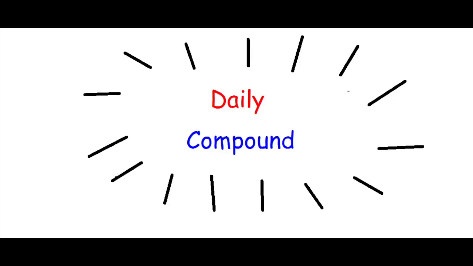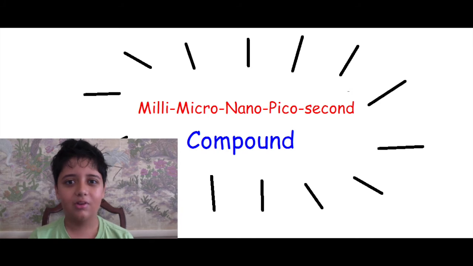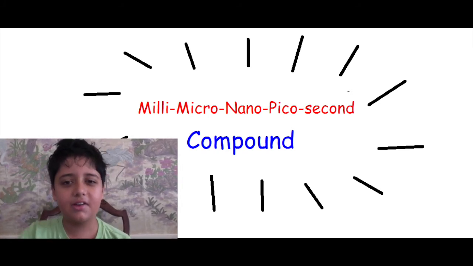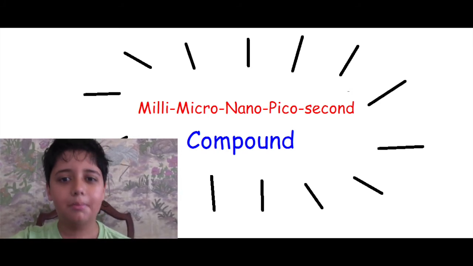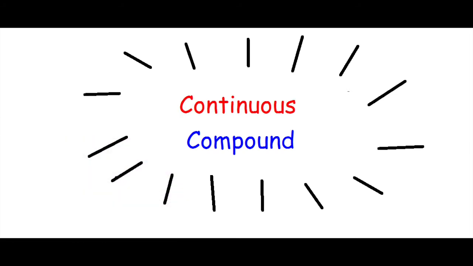What if we did a daily compound? That's what credit card companies do. If you plug it into the formula, you only make $2.714. That's not much of an increase. Now, let's compound every single milli, micro, nano, picosecond. And if we compound often enough, we can also call it a continuous compound.